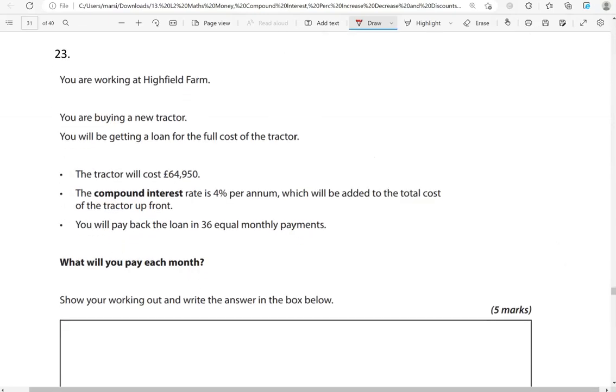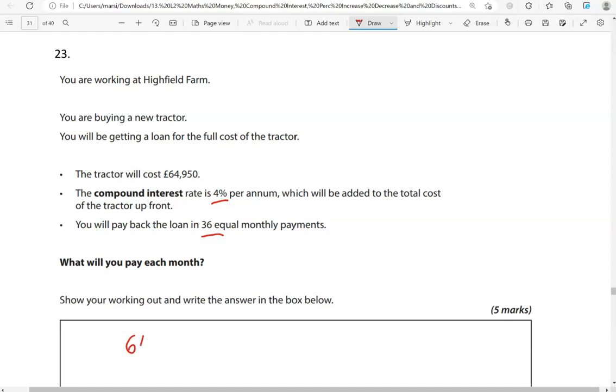We are working at Highfield Farm. We are buying a new tractor. We'll be getting a loan for the full cost of the tractor. The tractor will cost £64,950. The compound interest rate is 4% per annum, which will be added to the total cost of the tractor up front. You will pay back the loan in 36 equal monthly payments. What will you pay each month? Show your working out and write the answer in the box below.